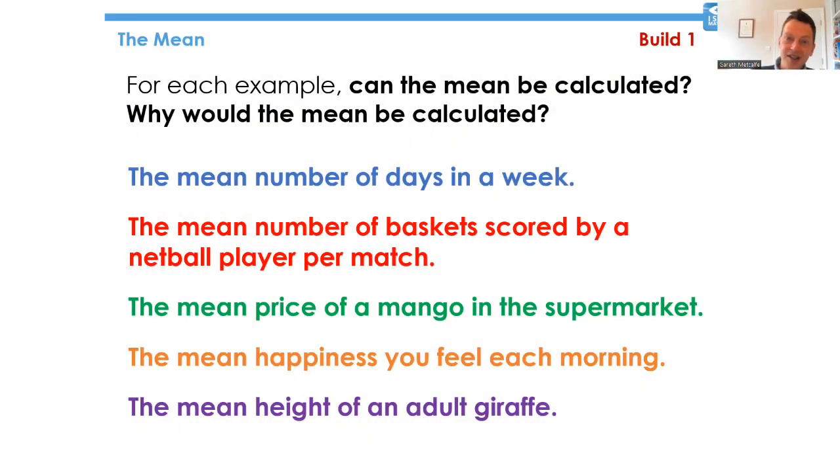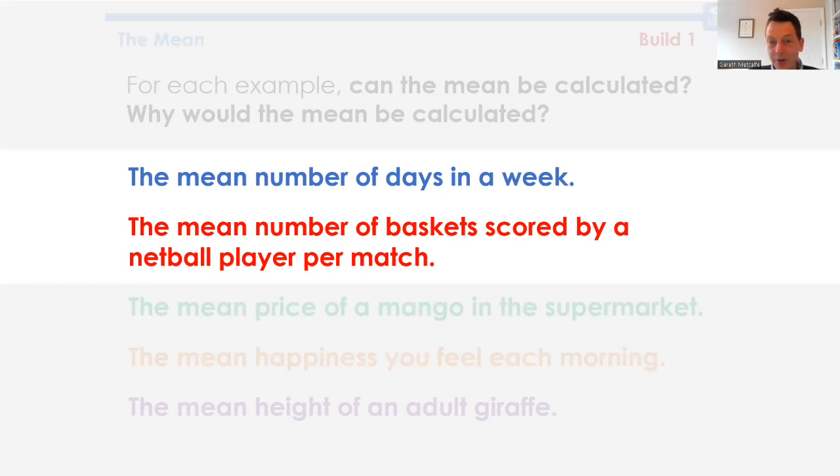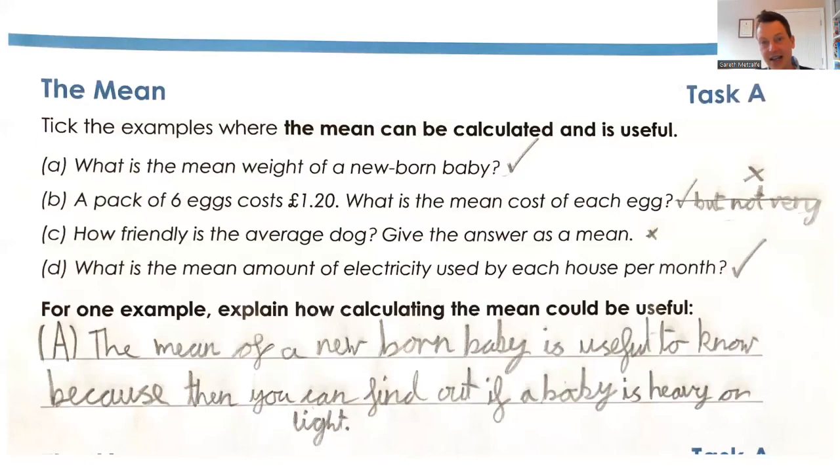So our starting point is actually considering certain contexts where calculating the mean has some significance. For example, we consider why we don't calculate the mean number of days in a week, but there might be some value in working out the mean number of baskets scored by a netball player in a match to see their effectiveness. And then in task A, the children work through certain examples.